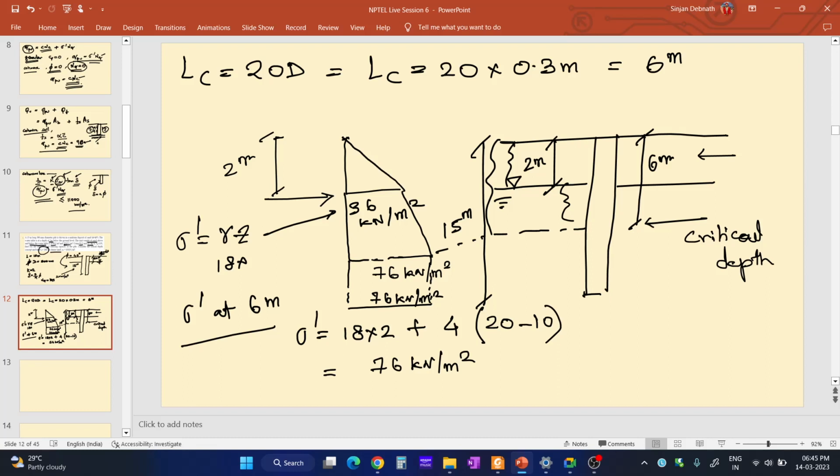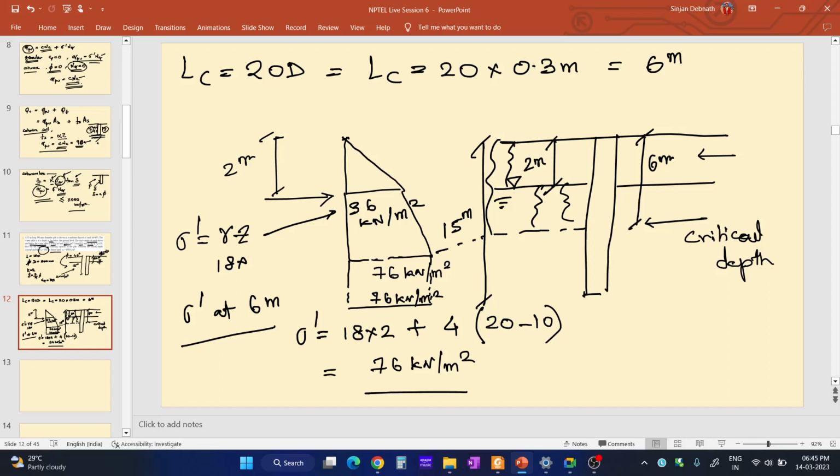So what is happening over here is that the overburden pressure was increasing linearly up to 2 meter. Then, till the critical depth, we have found out the overburden pressure at the critical depth, that is at 6 meter. This part is totally submerged, and after that the whole overburden pressure is constant. So at the critical depth, overburden pressure is 76 kilonewton per meter square, and at the base of the pile it is also 76 kilonewton per meter square.